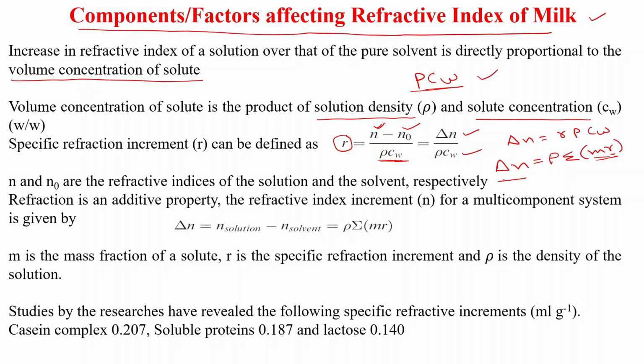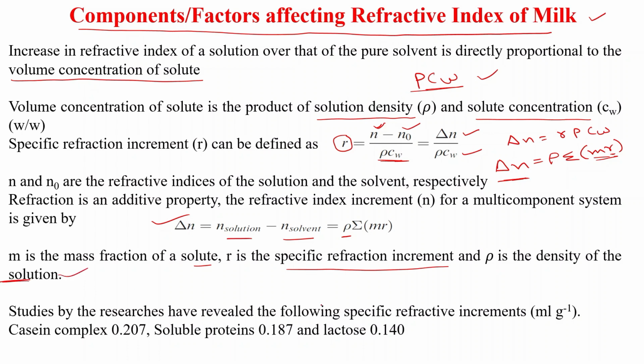So the refractive index increment for a multiple component system is given by N solution minus N solvent, which is equal to the density times the summation of M R, that is the mass of each component times its specific refraction increment. Because it is an additive property, the refractive index increment can be calculated by summation, where M is the mass fraction of a solute, R is the specific refraction increment, and rho is the density of the solution.